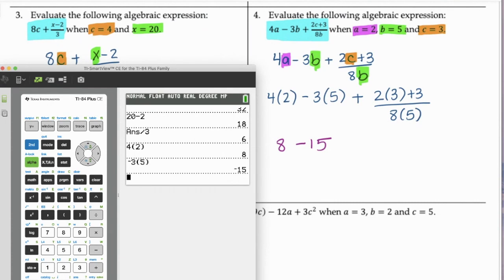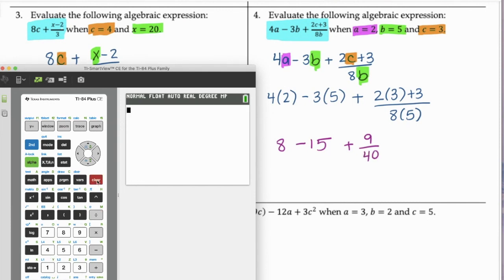Now I'm going to do the fraction piece. So for the fraction piece here, I'm doing parentheses, 2 times 3 plus 3. Numerator, I press enter. I got a 9. So I have plus 9 divided by 8 times 5, which is 40. So now I'm going to add all of this up. So 8 minus 15 plus, in parentheses, I'm going to put the whole fraction, parentheses, 9 divided by 40. Close it up and press enter. And this is the number I get.